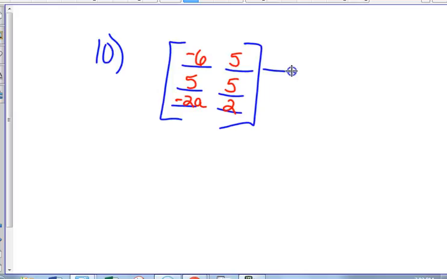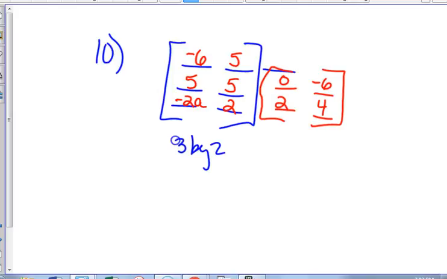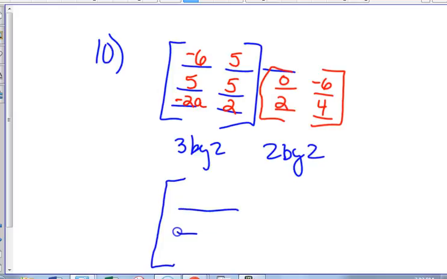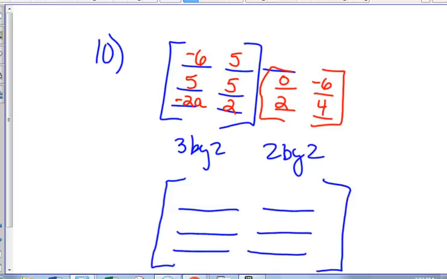Had to throw that A in there. Okay. Then the second one is a... Okay. All right. What size will the resultant be? This is a 3 by 2 times a 2 by 2. So the resultant will be a 3 by 2. Okay.